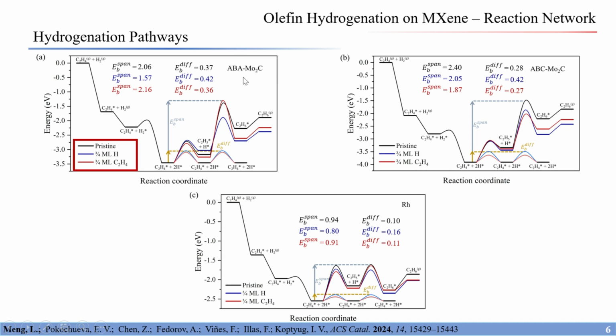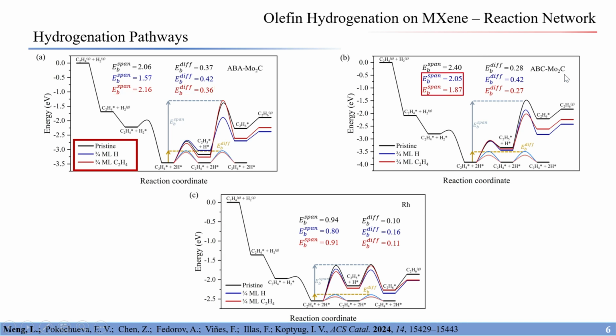And for the ABA molybdenum carbide, comparing with the clean surface, the hydrogen coverage decreases the reaction energy barrier and increases the hydrogen diffusion energy barrier. However, for the ethene coverage, it increases the reaction energy barrier, maybe due to the choice of configuration, and it also has a very limited effect on the hydrogen diffusion energy barrier.